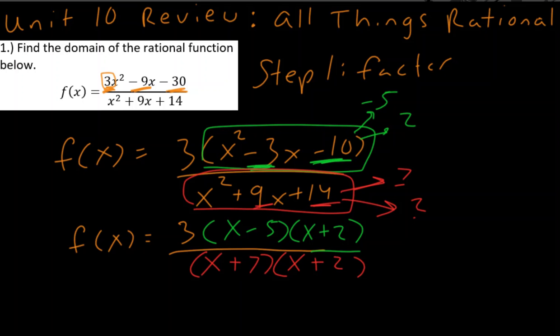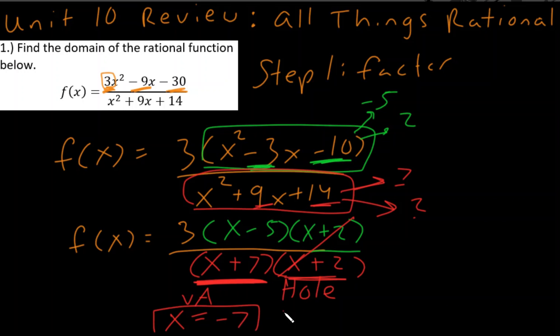Alright, I'm going to make this as simple for you as possible. The factor in the denominator that does not cancel, that is our vertical asymptote. And the factor that does cancel, that is where our hole is. Now, if we were to set each one of these equal to 0, x plus 7 equals 0, you would find that x is negative 7. And if we were to set x plus 2 equal to 0, you would find x is equal to negative 2.